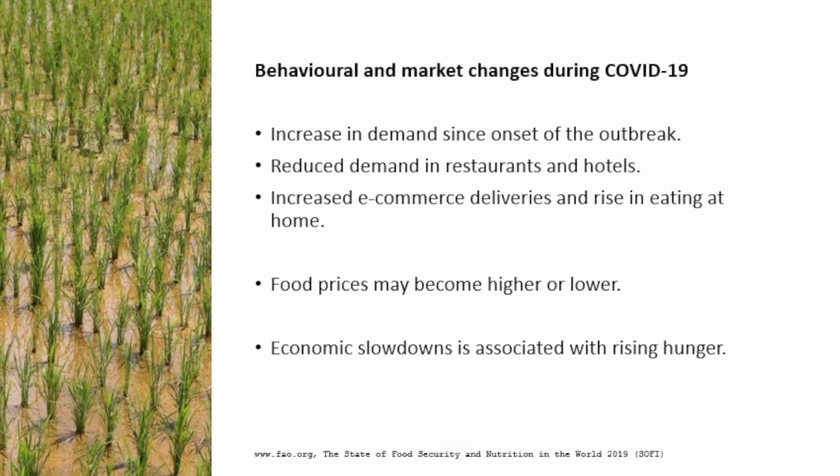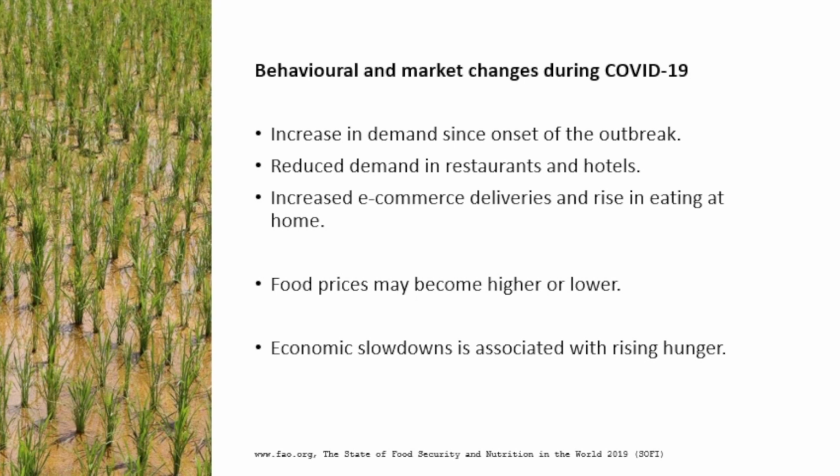During the outbreak of COVID-19, there have been some behavioral and market changes. There has been an increase in demand since the onset of the outbreak, and that's in contrast to the financial crisis in 2008, where sales declined. Reduced incomes made sales drop, which led to declining production. During this outbreak, reduced demand in restaurants and hotels can generate market changes, and that will affect the availability and prices. Fear or inability to visit markets and stores has led to increased e-commerce deliveries and a rise in eating at home.